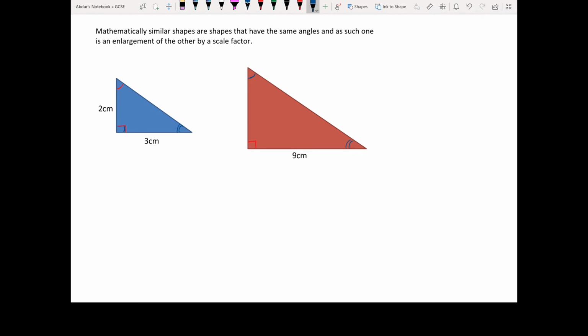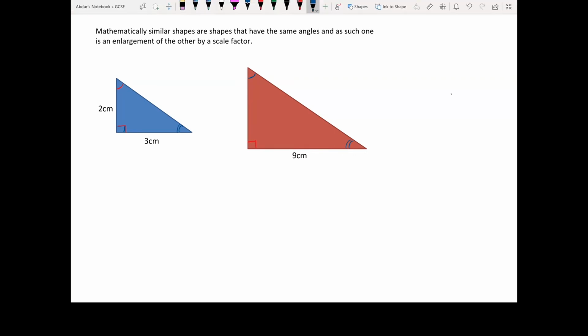And as such, we can then say that one shape is an enlargement of the other by a certain scale factor. Now, we are going to be coming across three scale factors, and we're going to distinguish between each of them: length scale factor, area scale factor, and volume scale factor. So first of all, we're going to look at these two shapes, which are said to be mathematically similar, and we're going to establish how many times one is bigger than the other.